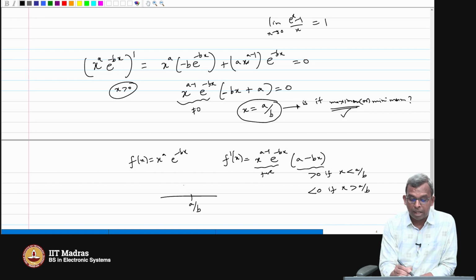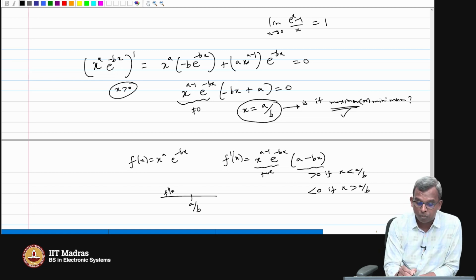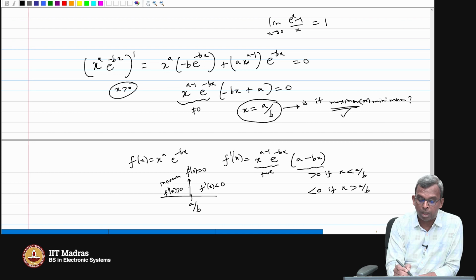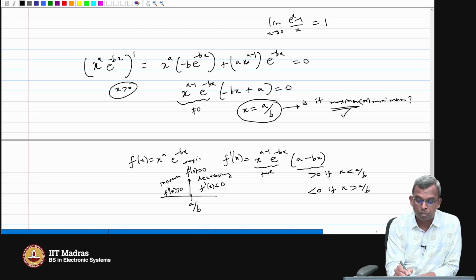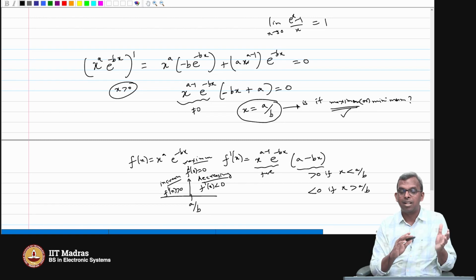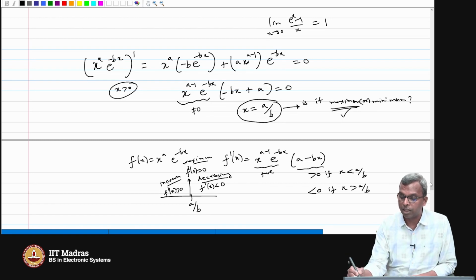So, what is happening to the derivative? Derivative is positive here, derivative is equal to 0 here, and derivative is less than 0 here. So, the function is increasing to the left of a by b and it is decreasing to the right of a by b. So, clearly this will be a maximum. Okay. So, this is how you figure it out just calculus wise.